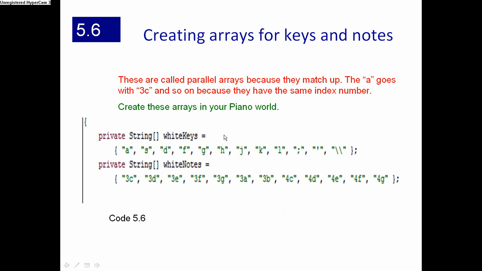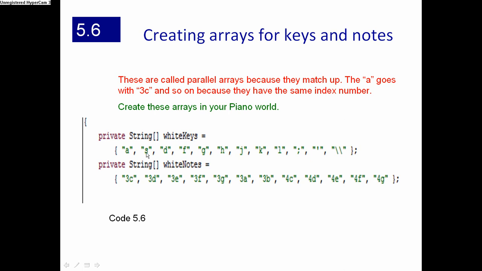Creating arrays. All right, these are called parallel arrays. These things we're doing down below because they match up. So when we create our key, you're going to create these two arrays. You're going to create the white keys and the white notes. So these are two boxes. This is a box that holds a bunch of things, and this is a box that holds a bunch of things, and they're parallel because this one's index number is going to be 0. This one's 0.